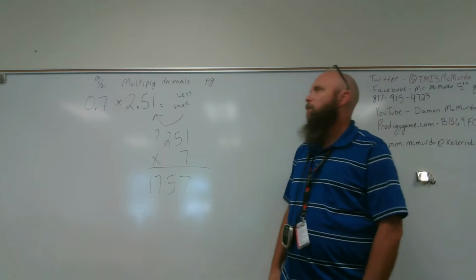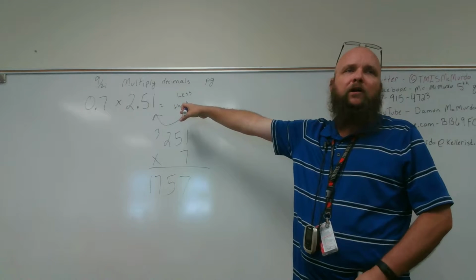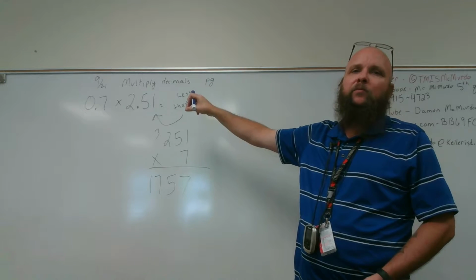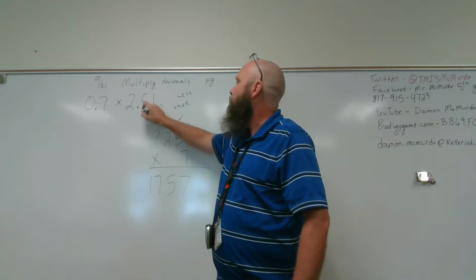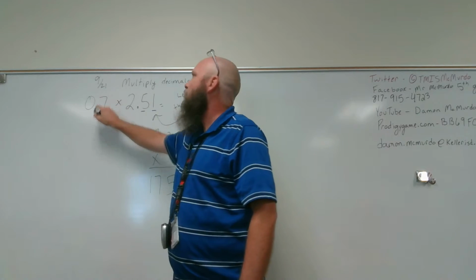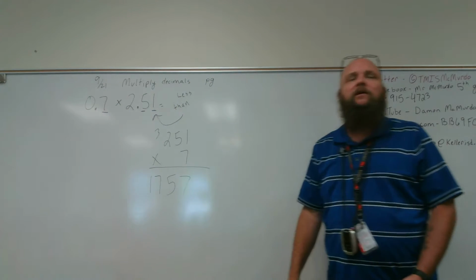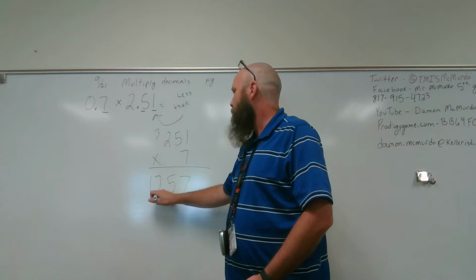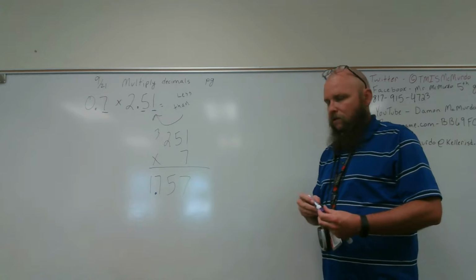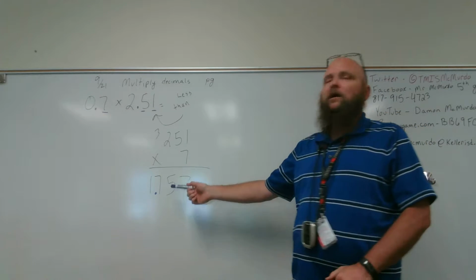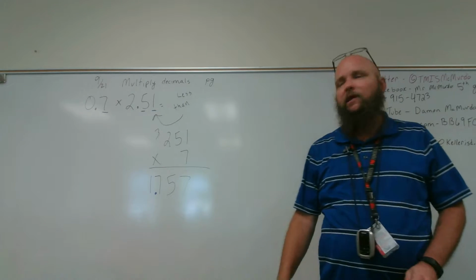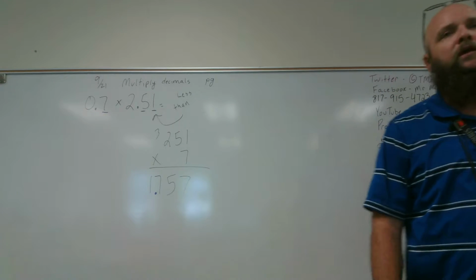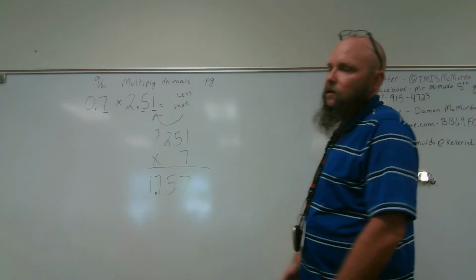My next step is I go back to my original problem and I count how many digits are behind the decimal point in the original problem. The 5, the 1, and the 7 are how many digits that are behind the decimal in the original problem. So that's 3. There needs to be 3 behind it in the answer. Does this meet with our estimate? Yes, because this is less than 2 and 51/100ths. So we use that as our estimate, and it helps us out.